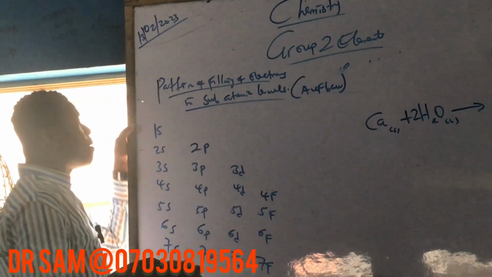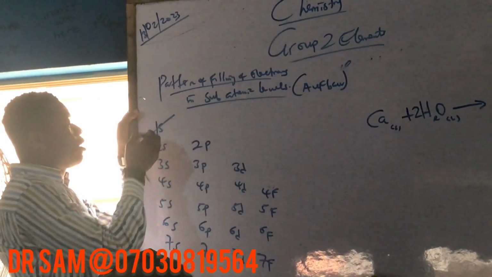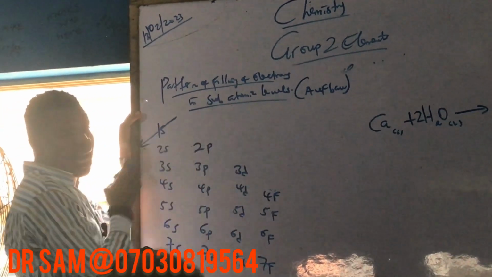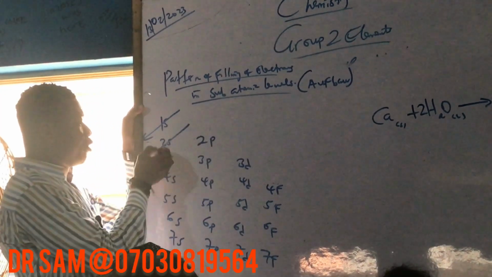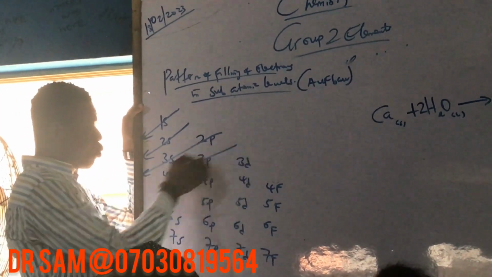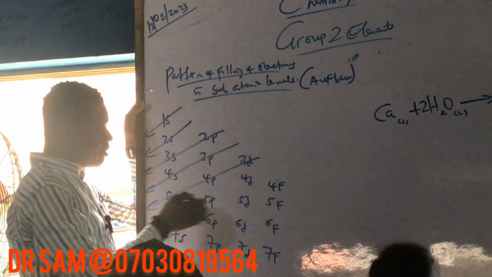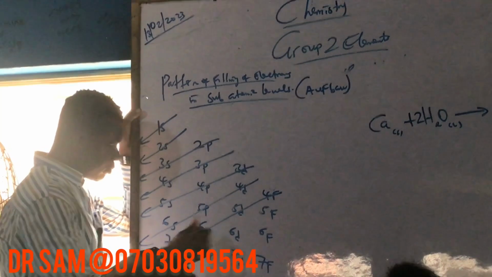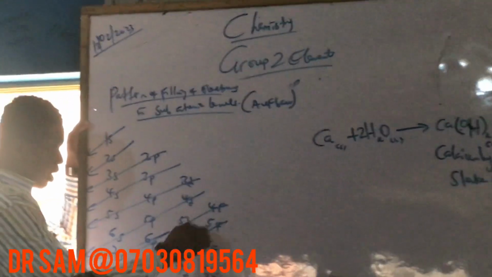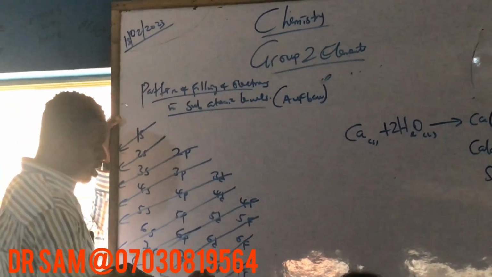Then according to Aufbau, the sublevels with lower energies are to be filled before higher energies. So this is lower, like this. Watch the way the arrow is coming. That is how they are increasing. This comes to this, then this to this to this, and this.